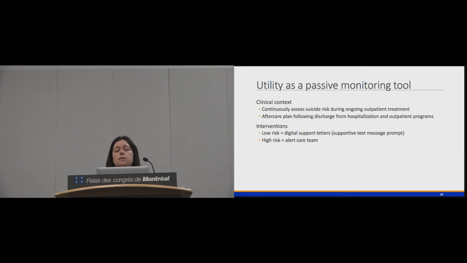In the future, we believe such a system could have utility as a passive monitoring tool, especially in the clinical context. For example, it could be used to assess suicide risk during outpatient treatment, or as part of an aftercare plan following discharge from hospitalization, or even an out-treatment program. The intervention would have to be decided between the clinician and the patient. If the patient was low risk, maybe it could come in the form of a supportive text message prompt. So say if there was a heightened risk alert, a prompt is sent and asks the individual if they need additional resources. If it's a high-risk patient, perhaps it's an automatic alert to the care team or family members.